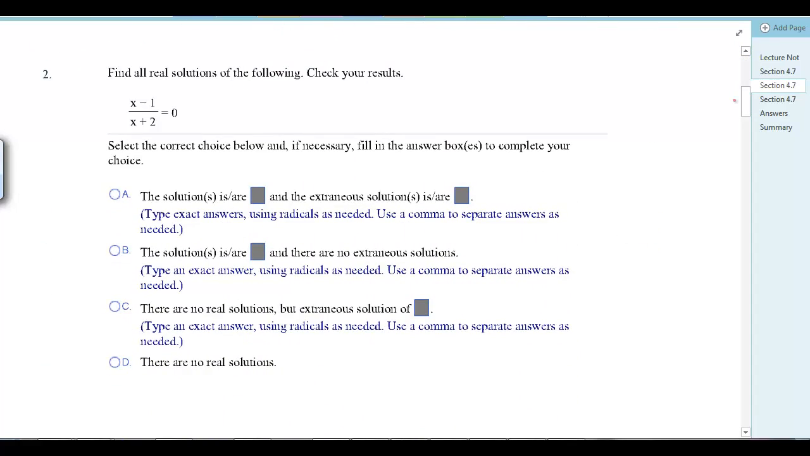All right, find all the real solutions of the following. Now on this one, think about this. If we took this whole thing and multiplied both sides by x plus 2, okay, what happens? Gone. And over here, that times 0 is just 0. So we're left with x minus 1 equals 0. So x equals 1.